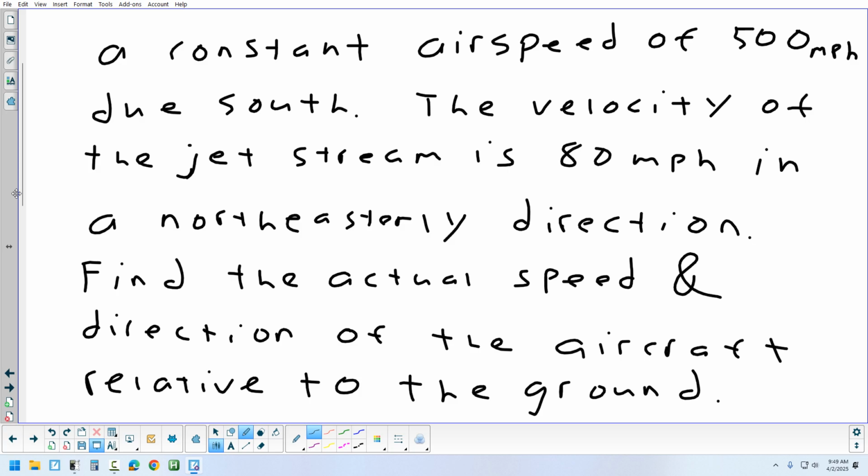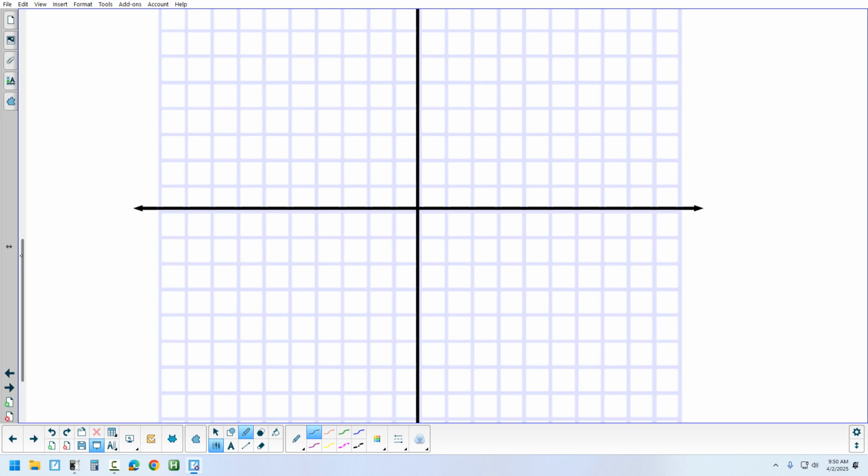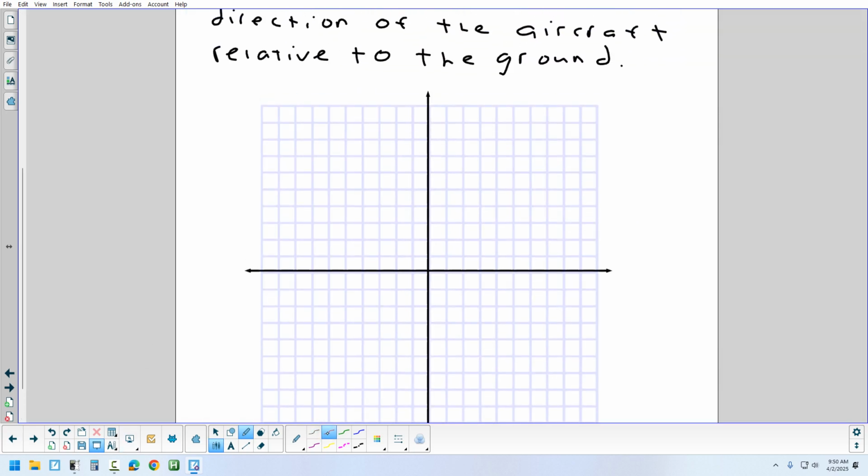You need an image of all this, right? And we need to convert everything into vectors, specifically velocity vectors. So it says the airspeed of the plane is 500 miles per hour south. Let's start with that. Let's draw a velocity vector for the airplane going 500 miles per hour south. I'm going to call that v sub p. That's the velocity vector for the plane.